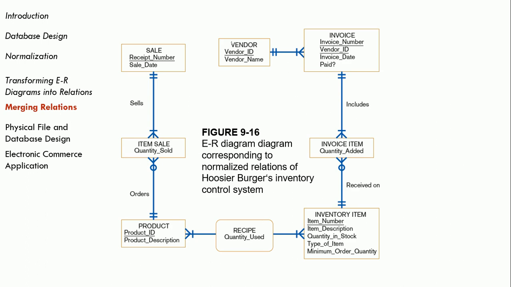Okay? All right, so this is what the normalized entity relationship diagram might look like for the example that's given in your textbook for the hamburger company, the Hoosier Burger thing that's in your Modern Systems Analysis and Design textbook. If you're using that textbook, of course, sometimes I use different textbooks, so this might not correspond to your book, but this is just an example of what one might look like.